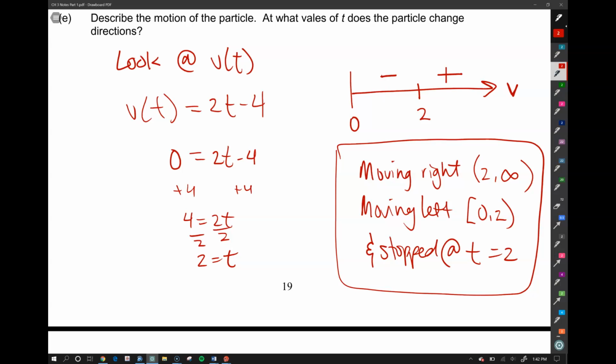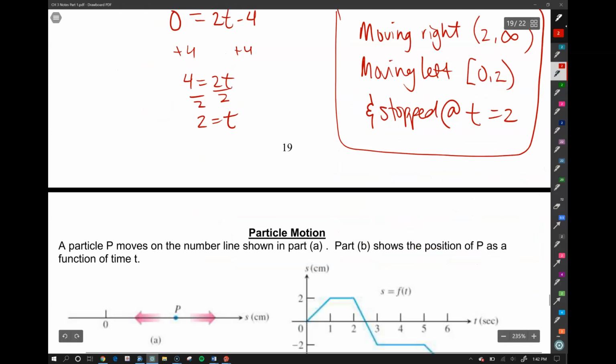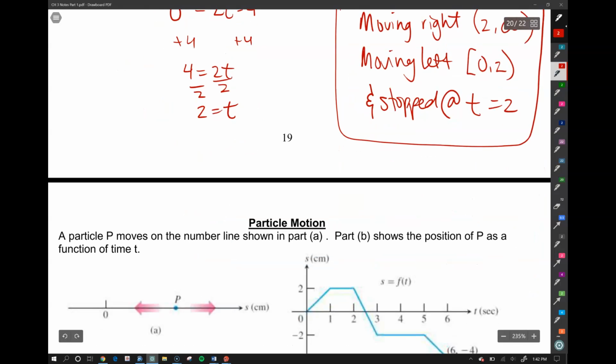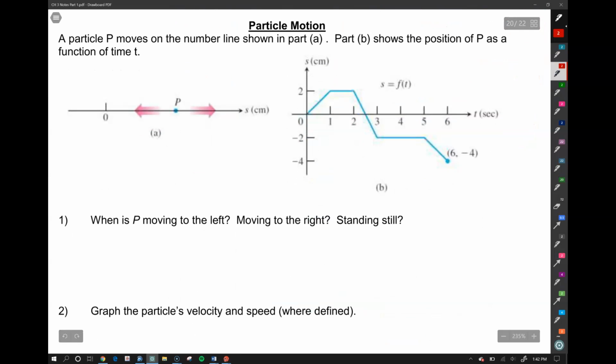I don't know if we'll get to it today, but I have a review of sections 3 and 4, where we go through more problems like this. And lastly, particle motion. So these are now the position time graphs. Hey, we're going through position time graphs now.